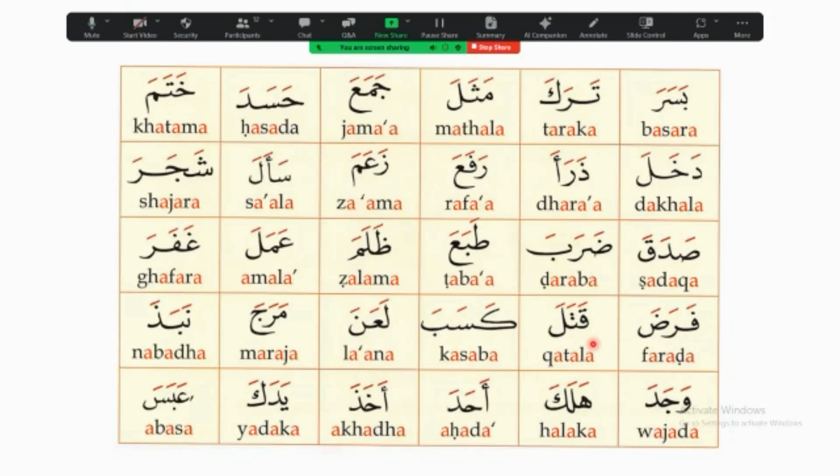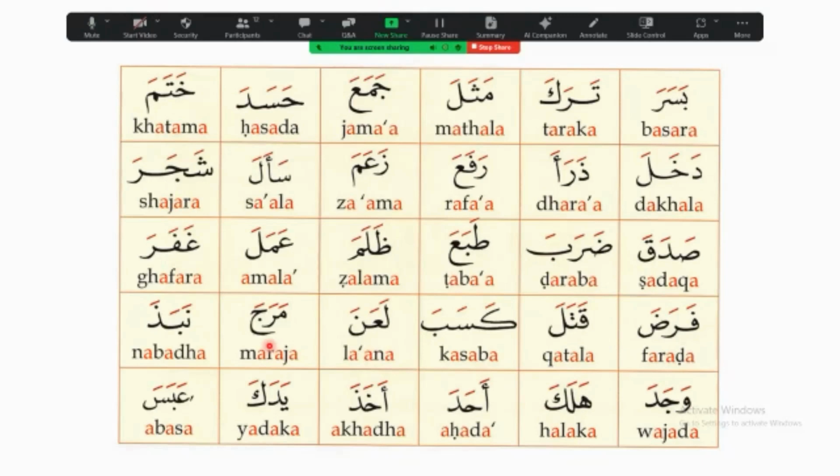Qatala. The next one is kasaba. Kaf letter light, sin letter light, and ba again is light. So an easy word, inshallah. Kasaba. Sin has this whistle sound in it. The next one is lam letter, ain letter, and noon letter. La'ana. Lam, ain, and noon. La'ana.